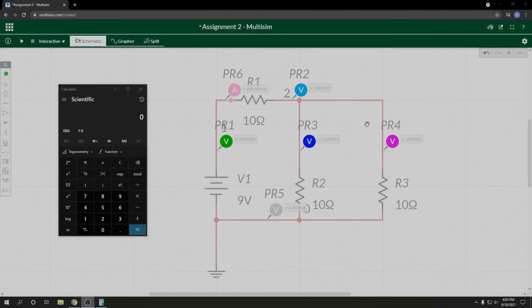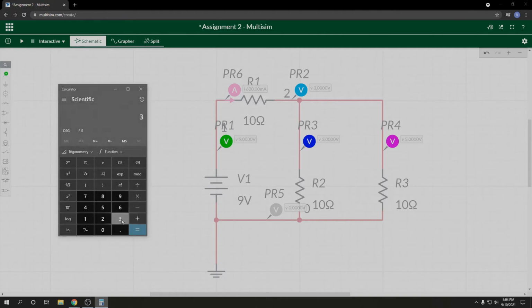Now that I know the value of the voltages in the circuit, I can now find the values of the amperage in the circuit. If I take these 3 volts that are in each branch of the parallel, I can do 3 divided by the resistance of 10 to find that in each branch of the parallel, the current should be 0.3 amps. And then when it unites back here at the bottom and becomes one wire again, it should be 0.6 amps.